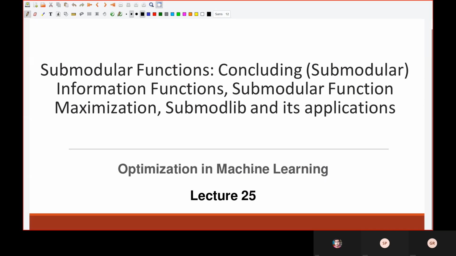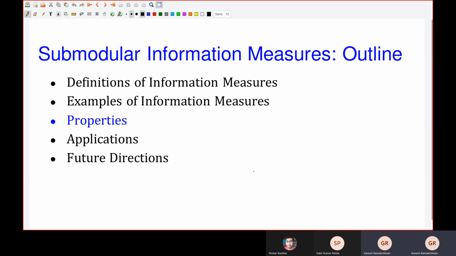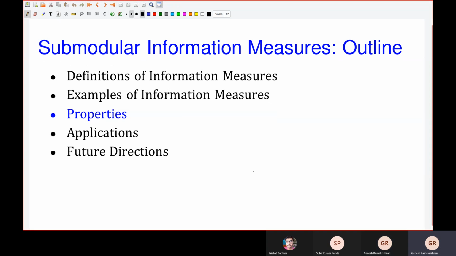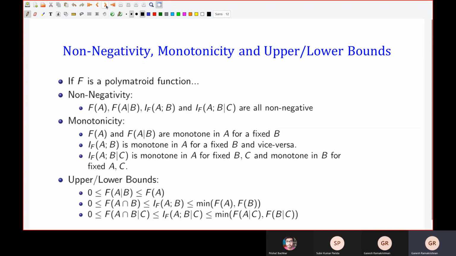Lecture 25. We conclude our discussion on submodular information functions. Look at submodular function maximization and the submodular library and its applications. So very briefly, we talked about the submodular information functions, and here are some properties that we flashed in the last class.